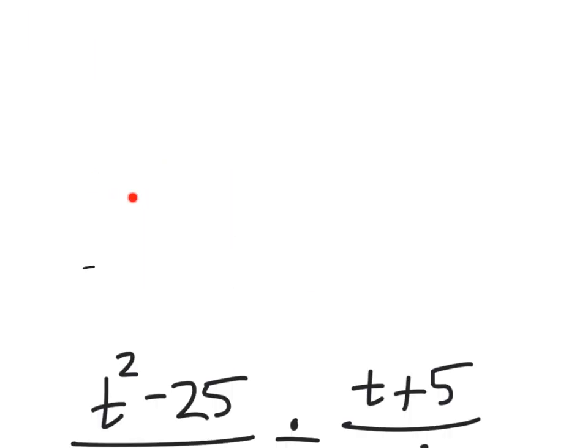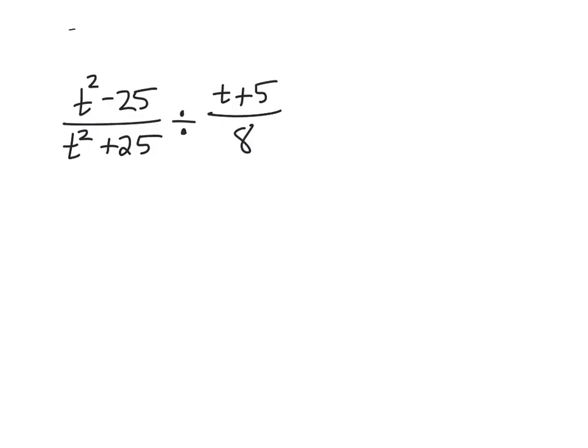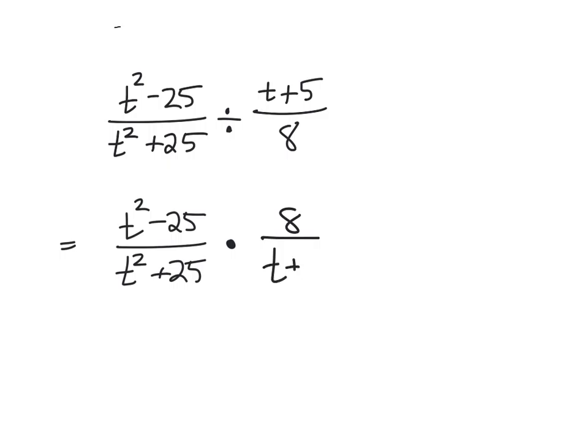So we've got this division problem, and we're going to divide. But the idea is, to divide, the first thing we need to do is take that problem and rewrite it as a multiplication problem. So remember, the first fraction stays the same. The division symbol becomes a multiplication symbol, and then our second fraction becomes 8 over t plus 5.